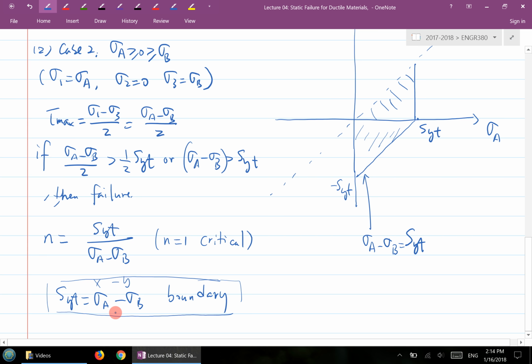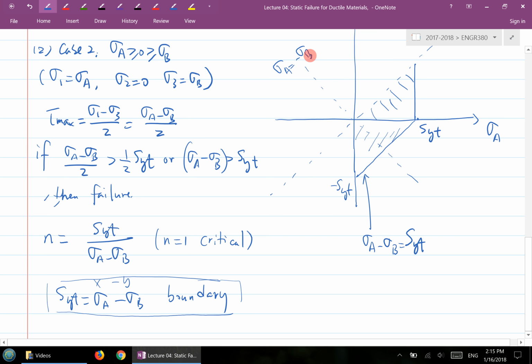Now, within this region, there is actually a special situation. So if I draw a line like this, from here to here, this line is sigma A equal to negative sigma B. Okay? So if you draw a line like this, sigma A equal to negative sigma B.